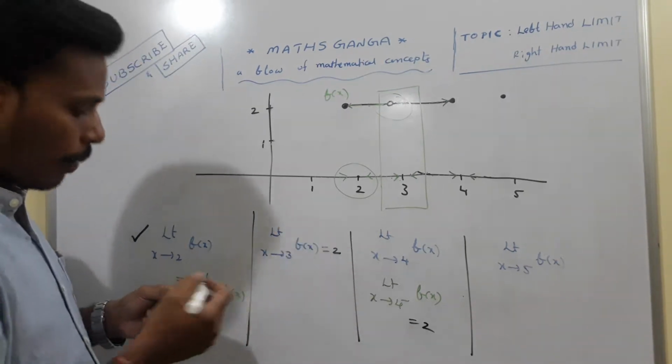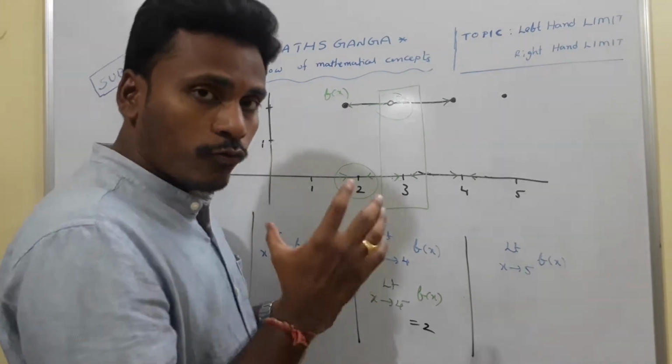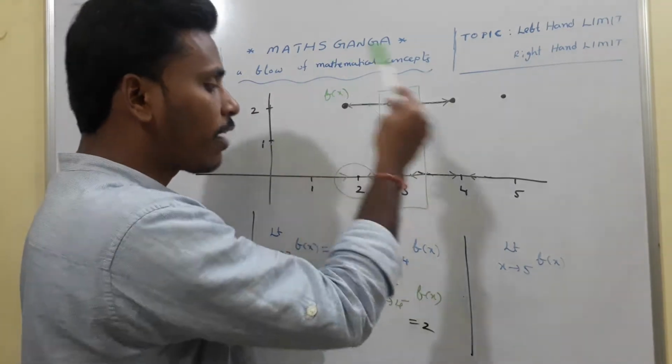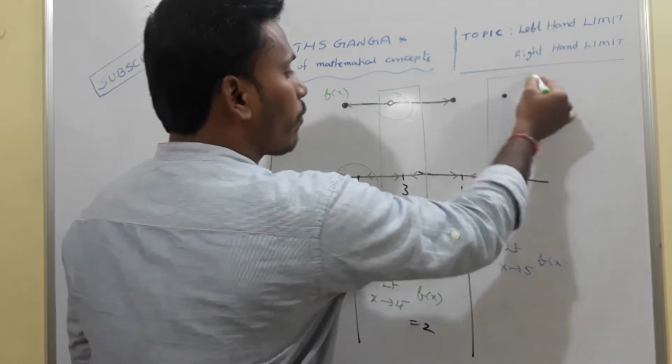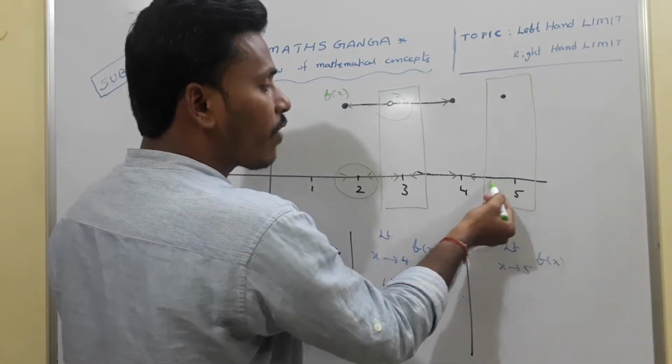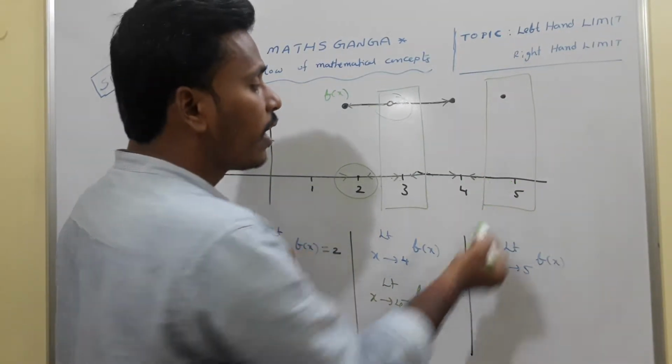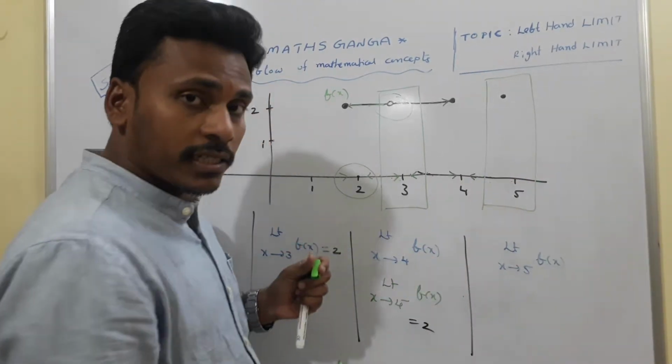Now coming to the point 5, we need to find out the limit value of the given function f of x at x equals 5. If you observe in the surroundings of 5, the function is not defined in the left side region of 5, and the function is not defined in the right side region of 5.